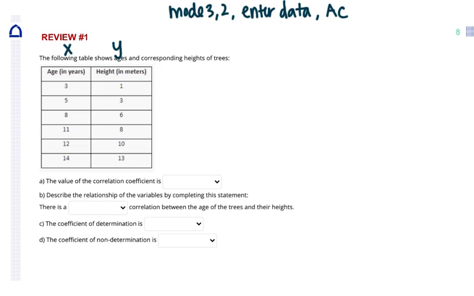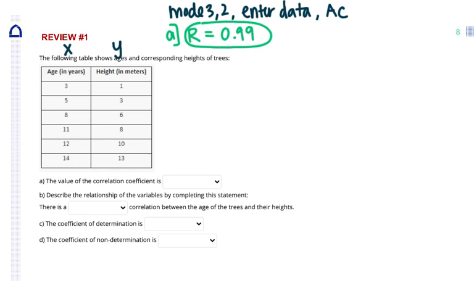Then it asks, what's the value of the correlation coefficient? So they're asking for R. And after I type all of that in my calculator, I get R equals 0.99. That's the value of the correlation coefficient.